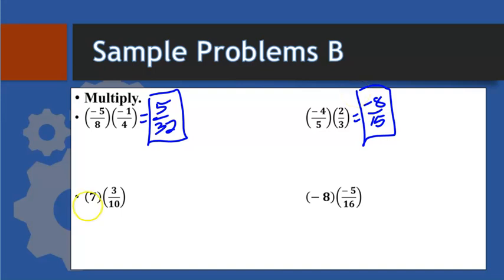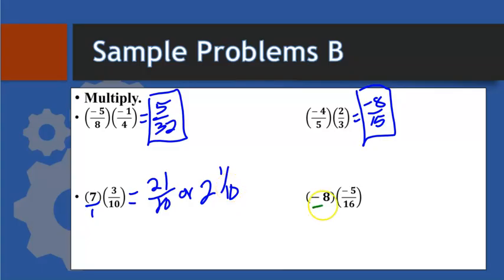Here I have a whole number, but treat this as 7/1 times 3/10, which is going to give us 21/10. I don't have any common factors. I would leave it as 21/10, or if you want to put it as a mixed number, this would be 2 1/10.